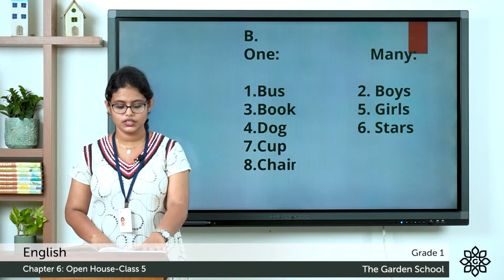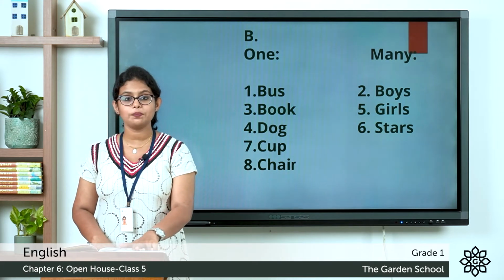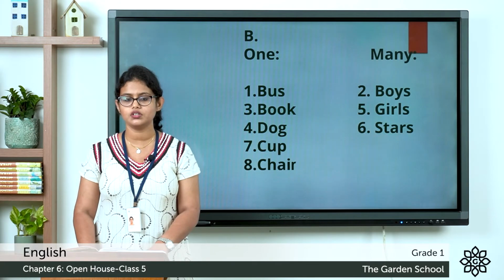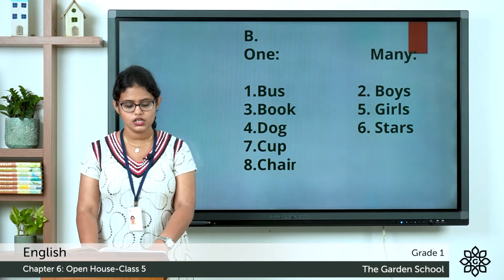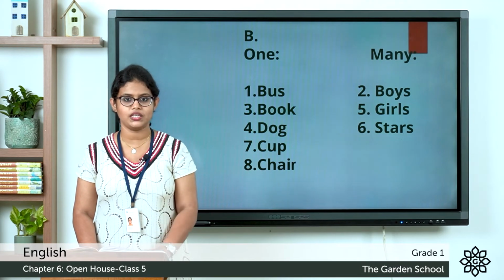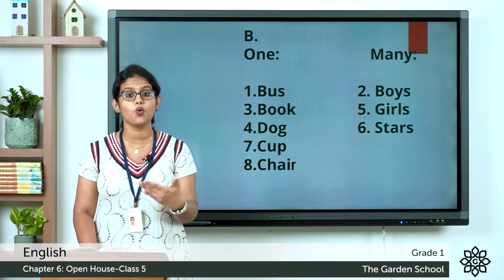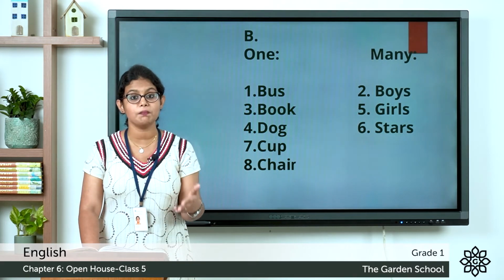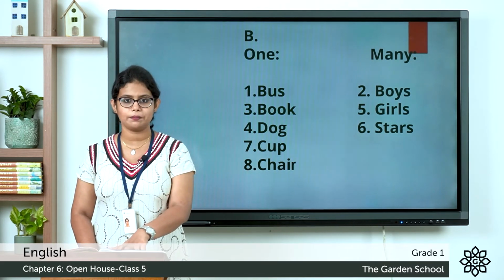See the second one. 4 boys are playing. So, first what you need to do? You need to underline the naming word. So, the naming word here is boys. Right. So, is it 1 or many? Boys. So, it is more than 1. You can see S at the end of the word. So, it is many. So, you write M.